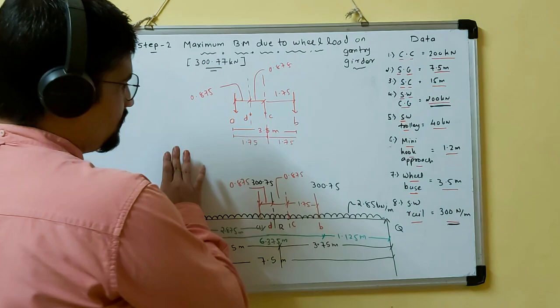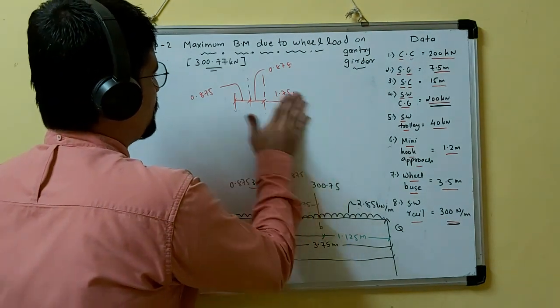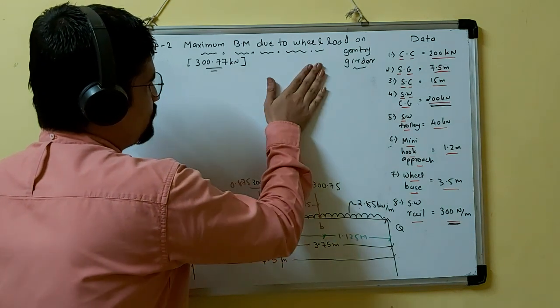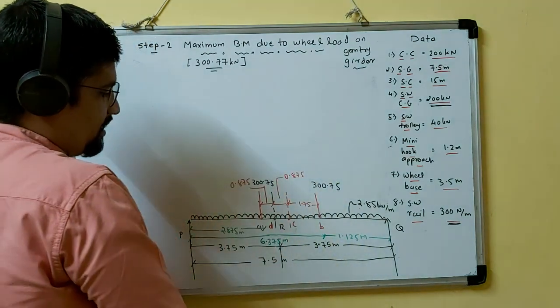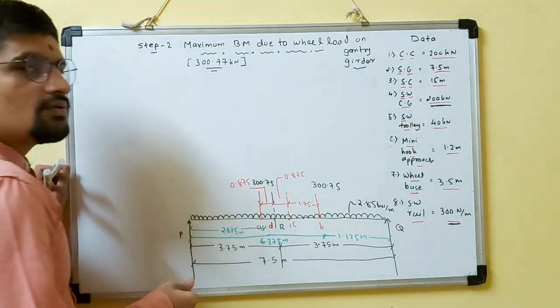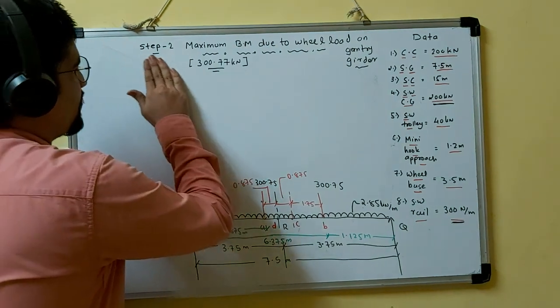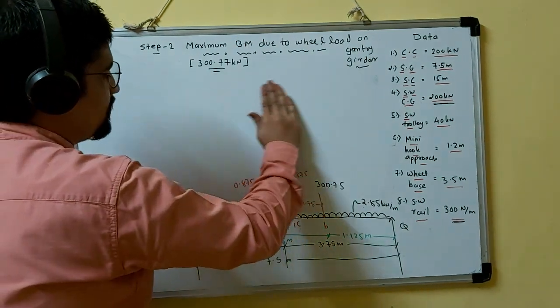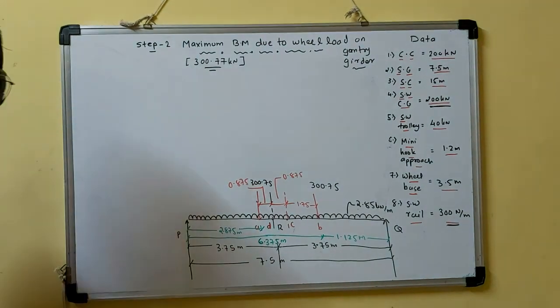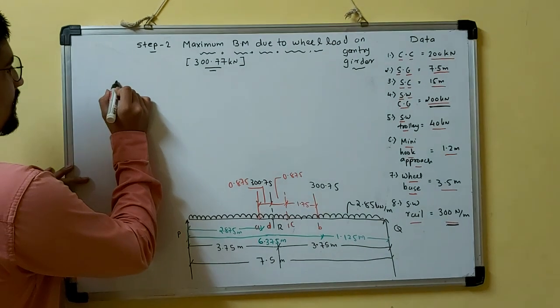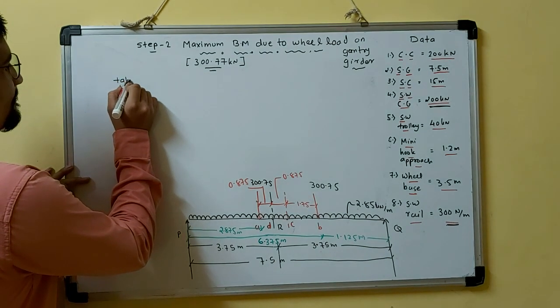So let's calculate the maximum moment due to wheel load. Now we already know that the wheel which will produce maximum bending moment is obviously A. Now we have to prove here that it is A or not. So let's calculate. For calculating the maximum bending moment, we need to calculate first the support reaction. So starting with calculating the support reaction RP, taking moment at P.